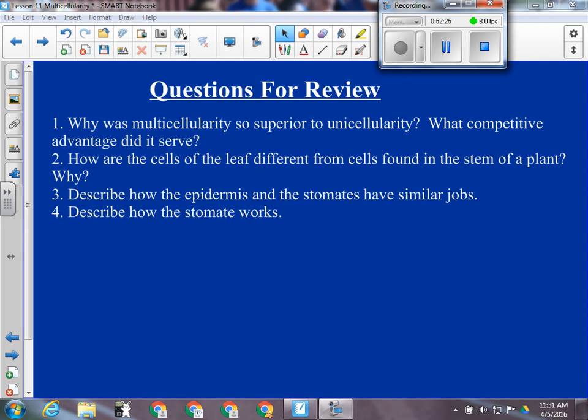Okay, how are the cells of the leaf different from the cells found in the stem of a plant? They're specialized differently. The cells in the leaf are specialized to carry out photosynthesis and aid in the movement of water, and control the evaporation of water, whereas cells in the stem are designed to aid in the movement of water and nutrients. Epidermis and stomates, they both control water loss. One secretes the cuticle, which prevents evaporation. The other opens and closes. And we just talked about how the stomate works. Okay, make sure you can explain that.